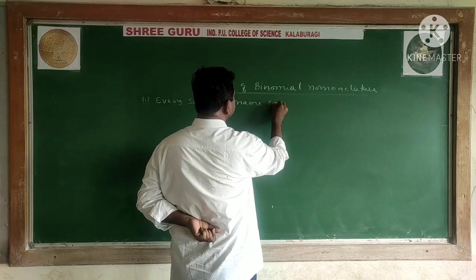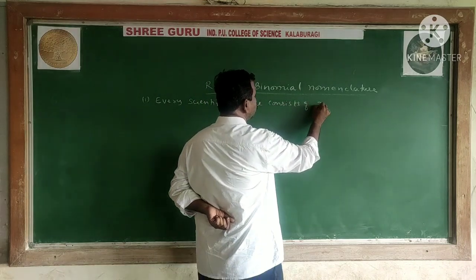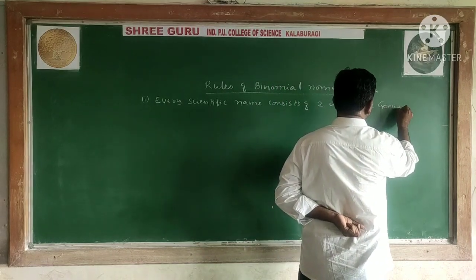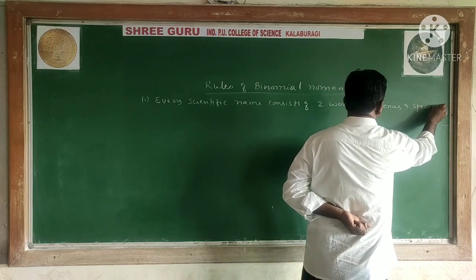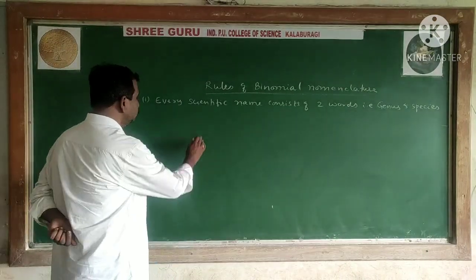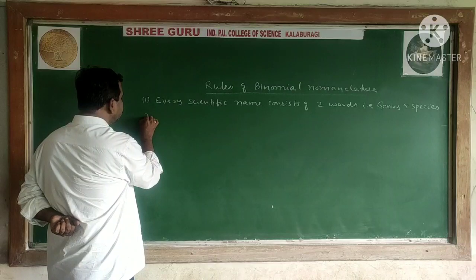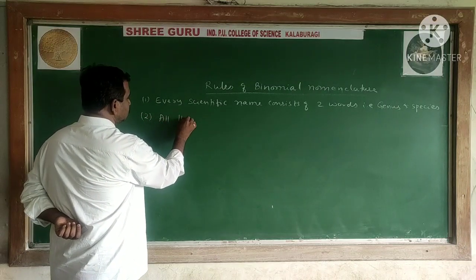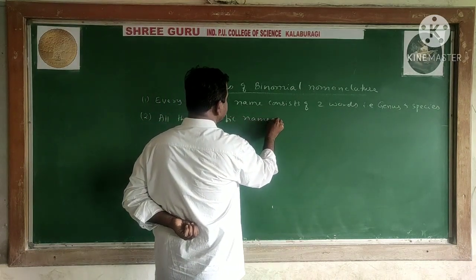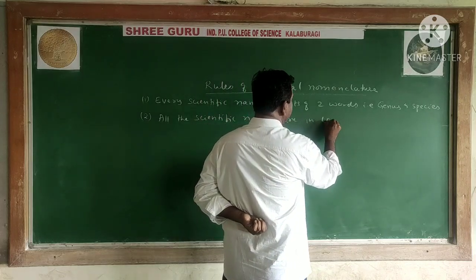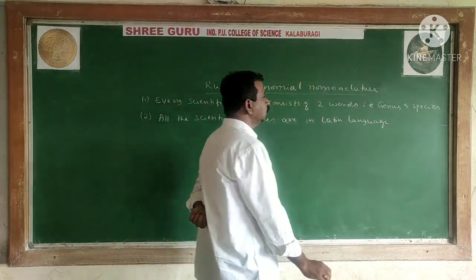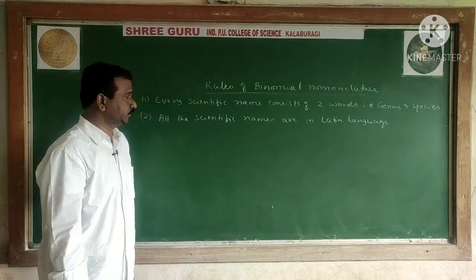Every scientific name consists of two words, that is genus and species, or generic name or specific epithet. That one also you have to write. Idu already explanation agide. Second one is all the scientific names are in Latin language.